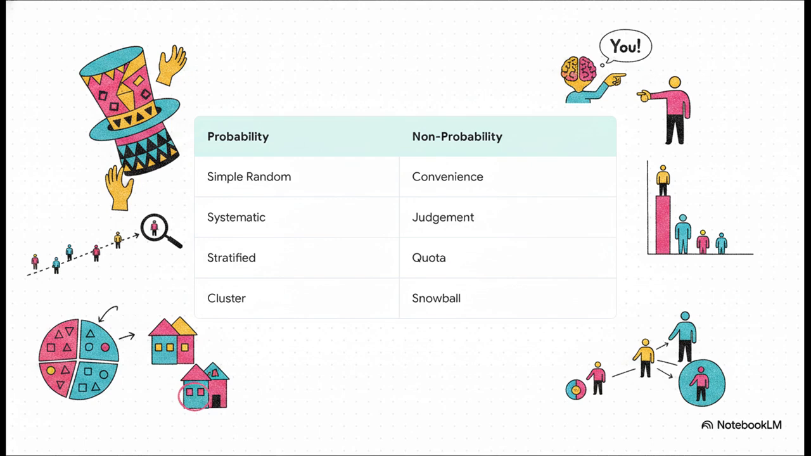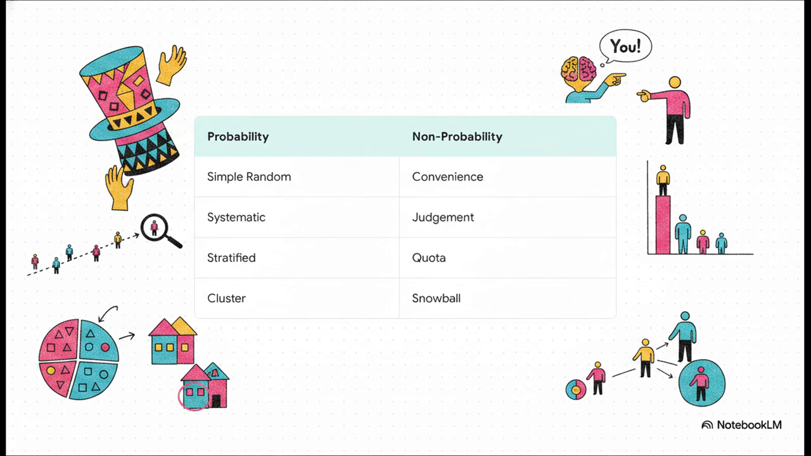Then, on the flip side, we have non-probability methods, where selection relies on subjective judgment or just plain accessibility. Convenience sampling is exactly what it sounds like, gathering data from the absolute easiest sources available. Judgment sampling relies on the researcher's specialized knowledge to handpick the most informative subjects. Quota sampling aims to fill specific demographic buckets, but without the rigorous randomization of the stratified method.